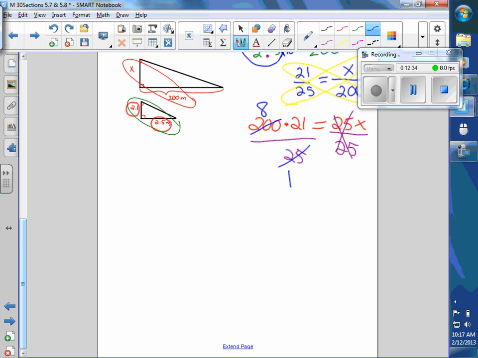So 8 times 21, what's 8 times 20? 160, and what's 8 times 1? So 168. That's way quicker. So part of what I'm testing is no calculator work. How is your skill work without a calculator?